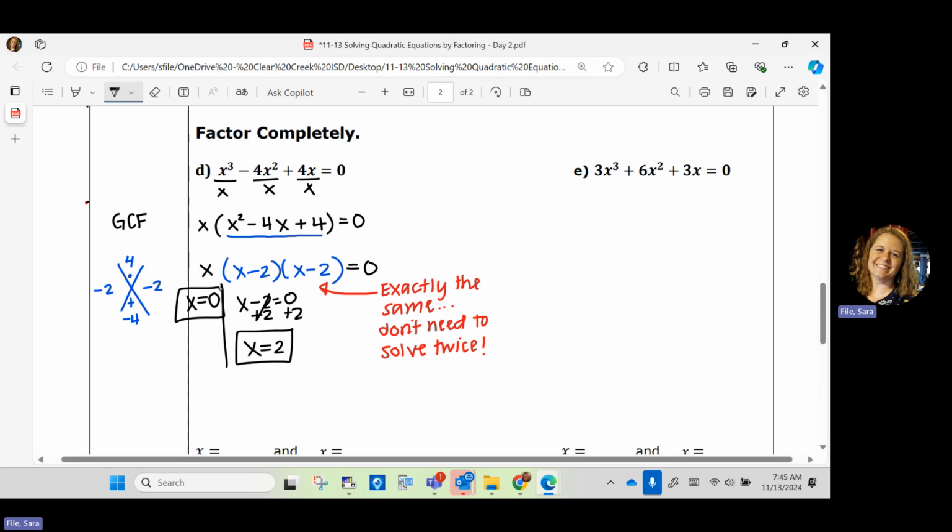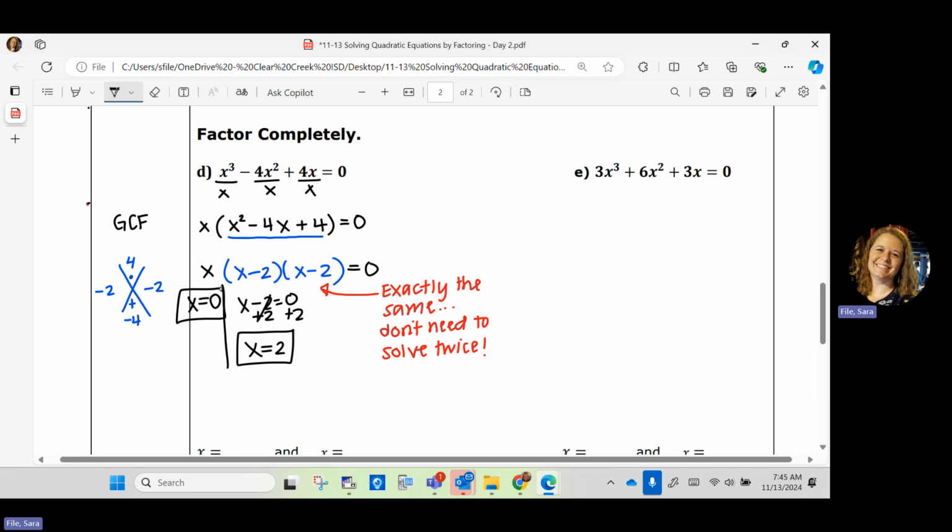All right, let's try E. Is there a GCF that we can take out first? Can all 3 of these be divided by something? By the same something? They can all be divided by 3, and they all have an x, so they can all be divided by x. So I can factor out a 3x from all of that. So that's my GCF. And when I do that, that's going to leave me with x squared plus 2x. And again, that's going to all reduce to just +1.